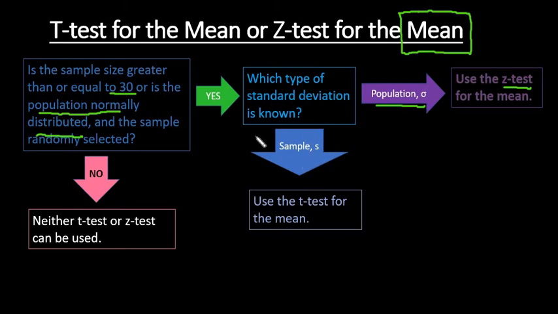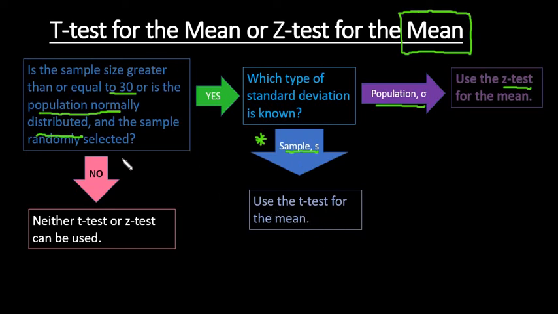If you know the sample standard deviation, and this one is used way more often in the real world, because most of the time if we don't know the population mean, we're not going to know the population standard deviation. So the t-test is going to be used a lot more often in the real world. So if it says sample standard deviation, or you just have your data and you don't know anything about the standard deviation, then you can only find the sample standard deviation and you would use the t-test for the mean.